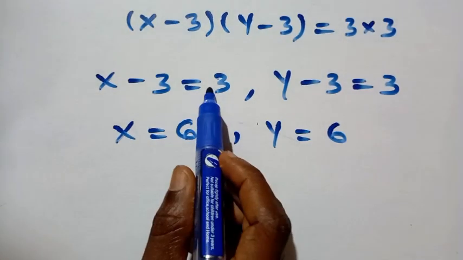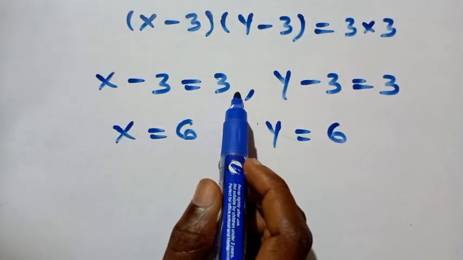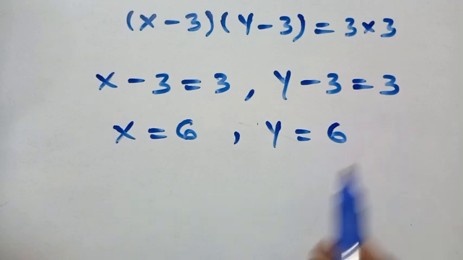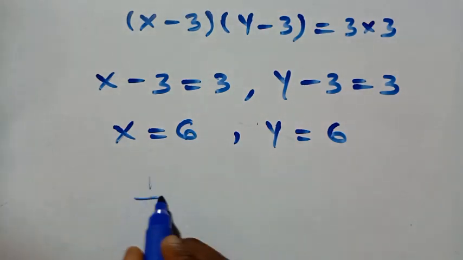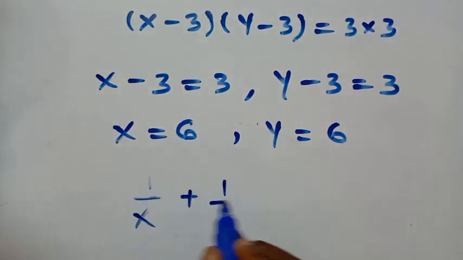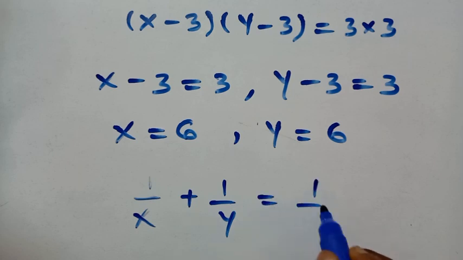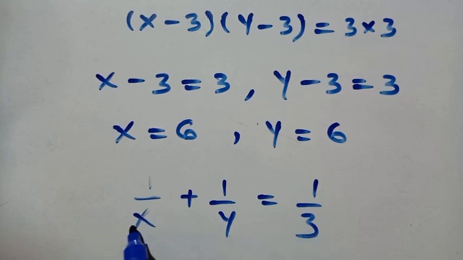Because if this is negative 3, when it comes here it becomes 0, and similarly with this. I know from the question it is 1 over x plus 1 over y equals 1 over 3. By replacing x with 0, we are going to have an undefined equation. So that's why we cannot consider x equals 0 and y equals 0.